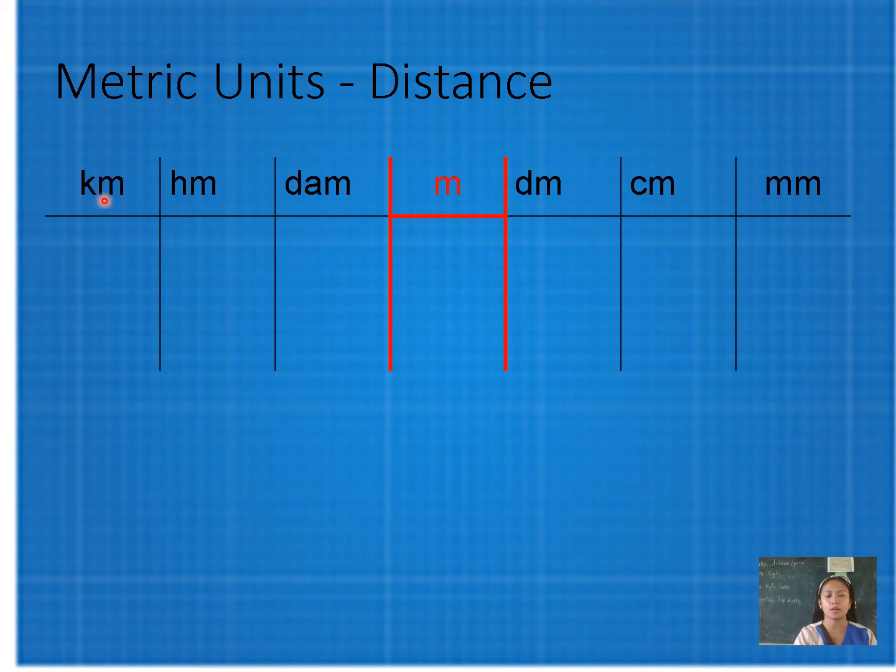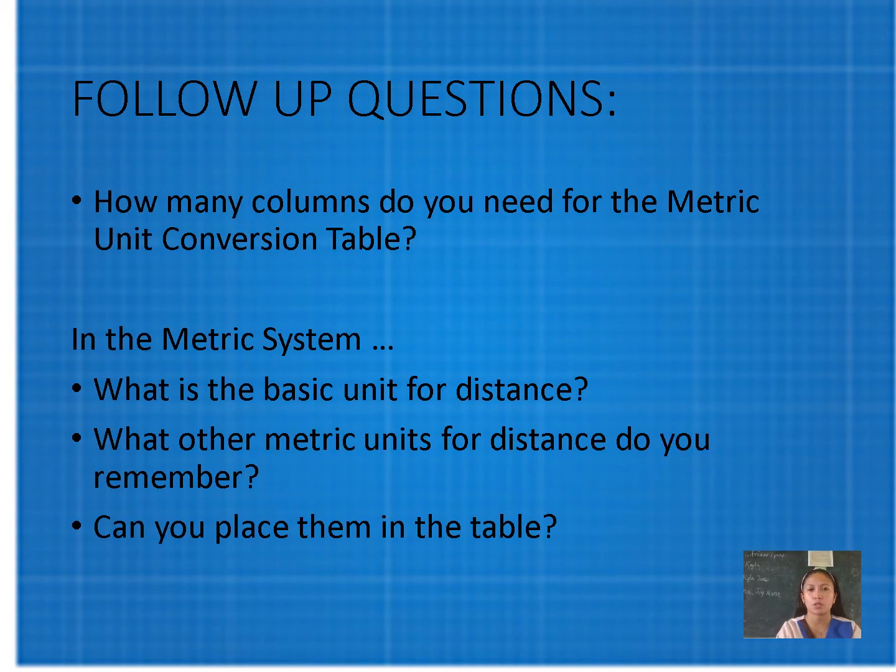Then after that one is kilometer. In relation to meters, that is just equal to 10 to the power of 3. So that's 1, 2, and 3. So we now have the complete 7-column table. The first is millimeter, followed by centimeter, followed by decimeter, meter, decameter, hectometer, and kilometer. Let's have the follow-up questions.